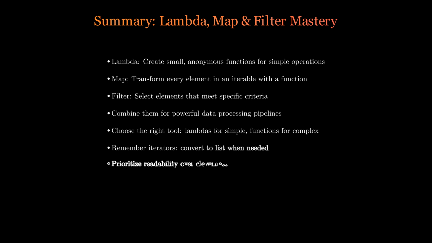Let's summarize our journey through functional programming in Python. Lambda functions create anonymous functions for simple operations. Map transforms every element in a collection. Filter selects elements meeting criteria. Combining these creates powerful data pipelines.